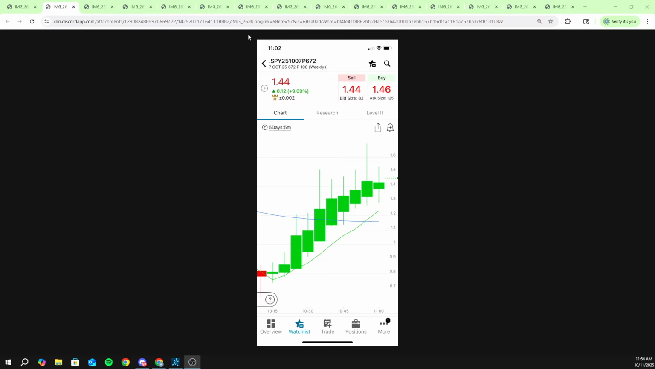So that's one of the trades we took. A really good setup. And here is another option trade.